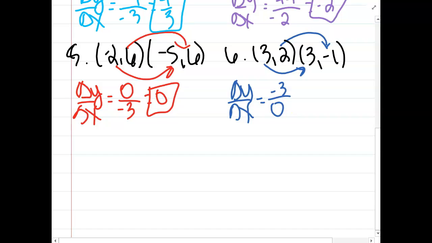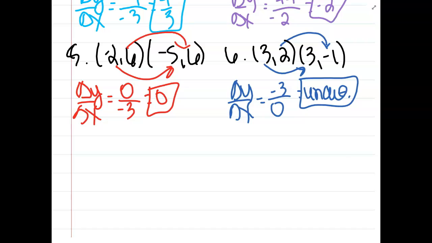Now here's the thing. If you had your calculator out, and in your calculator you said -3 divided by 0, you know what will happen? Your calculator's going to blow up! Just kidding. It doesn't blow up. But it'll say like domain error or syntax error. It will not divide by 0 because you can't divide by 0. This is an undefined slope. You can try it if you want. This is a vertical line. This is an undefined slope.